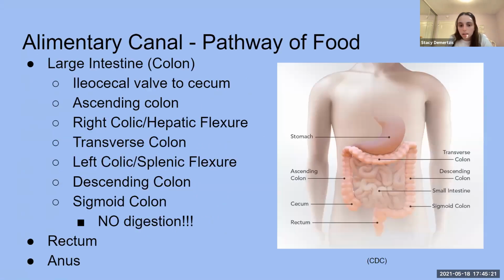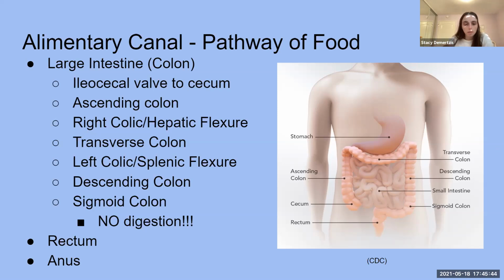Okay, so we'll go to the next slide. After food has been digested and nutrients have been absorbed in the small intestine, we're going to reach the colon, otherwise known as the large intestine. Content is going to travel through the ileocecal valve and enter the cecum. And here in this list, I have the parts of the colon, the large intestine.